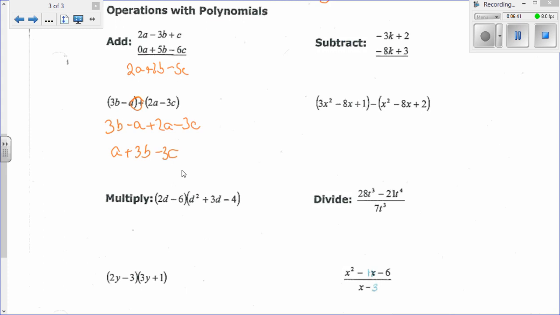When you are subtracting, in the first example, they don't put the minus sign in for you. So whenever you do a subtraction sign, you must put a minus sign in front of what you're subtracting. So when I do that, it changes everything on the inside to its opposite sign. So it becomes a plus 8k and a minus 3. So now I just simply add. So a minus 3 and a positive 2 is a minus 1. And a positive 8k and a negative 3k is 5k.